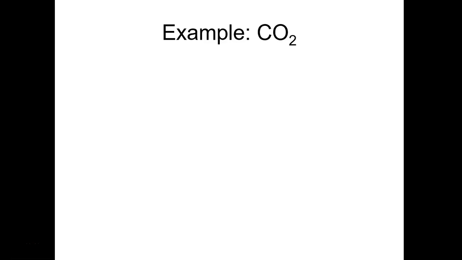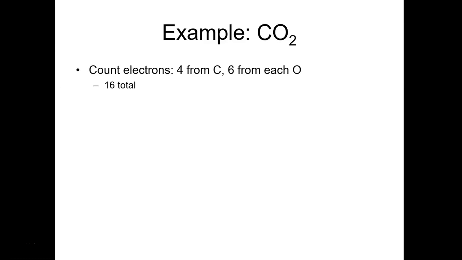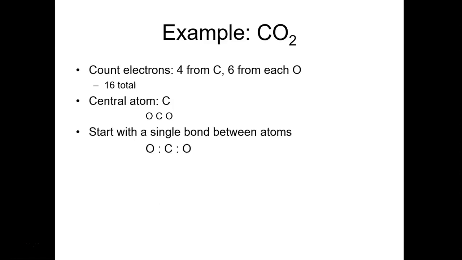Let's look at another example that's not quite as straightforward, carbon dioxide. Now, we have to again count our electrons, and here we have a total of 16, 4 from carbon and 6 from each oxygen. Our central atom is going to be carbon. We said carbon's always a central atom, but also it's less electronegative, so we could use either rule here. So that's the way they're going to be arranged. Now, let's start with a single bond between the atoms. All right, so that uses 4 electrons.